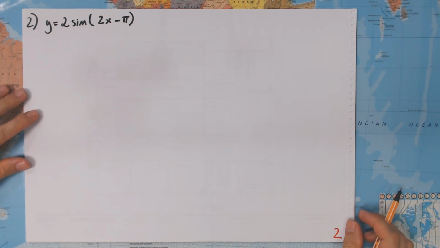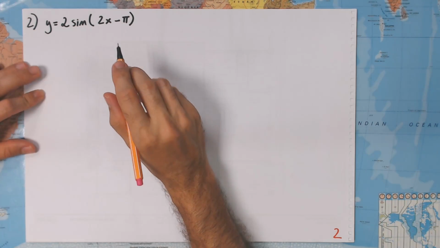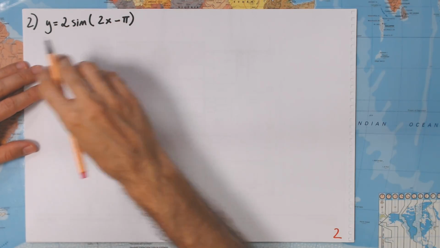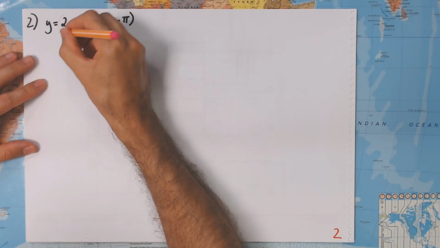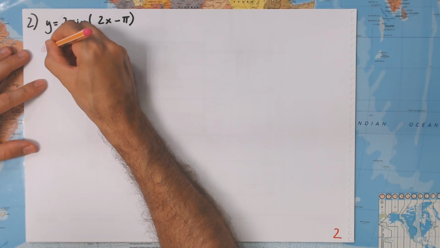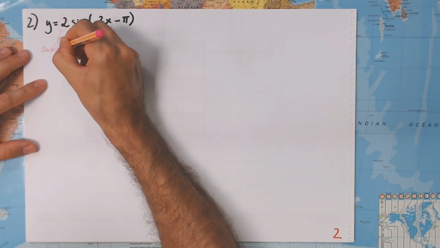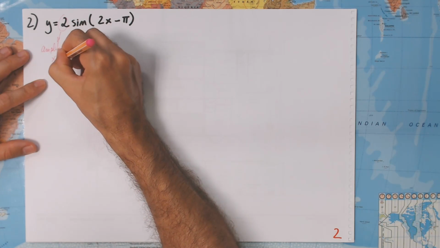Let's see how to graph this function. This video is going to be the fast route, okay? I'm not going to explain the details, only how to draw it. Well, this is going to be the amplitude, okay? So our amplitude is going to be multiplied by 2.